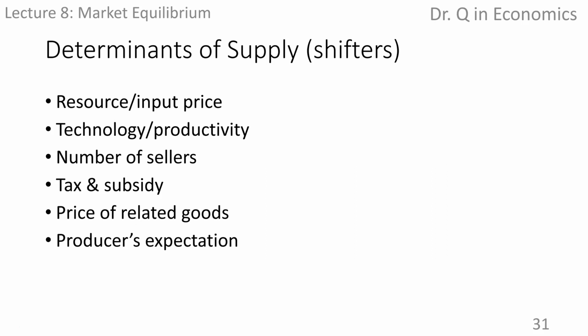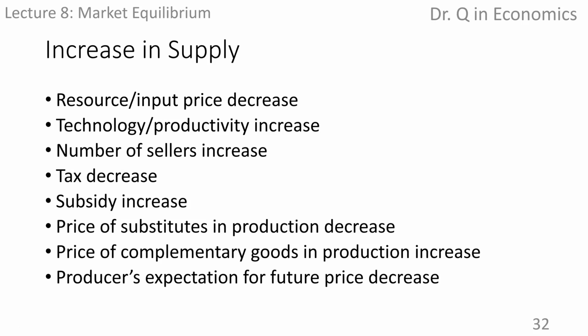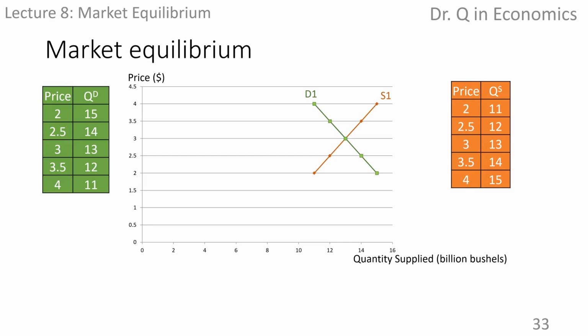In Lecture 7, we learned the determinants of supply. Here's a review of the list of supply shifters. If the market is at its equilibrium and one or some of these things happen, resulting in an increase in supply and shifting the supply curve to the right-hand side, how would the market react? Let's look at the graphical expression for analysis.